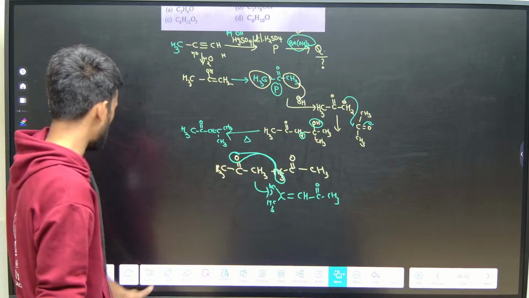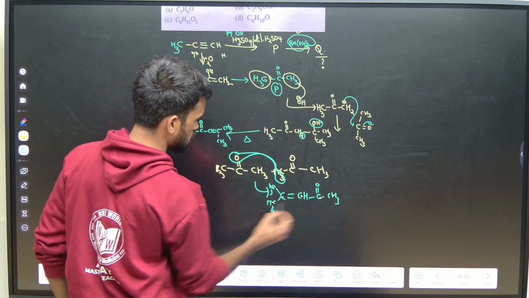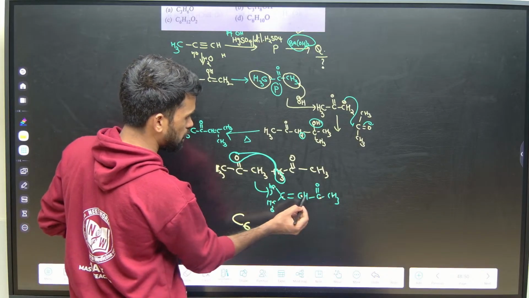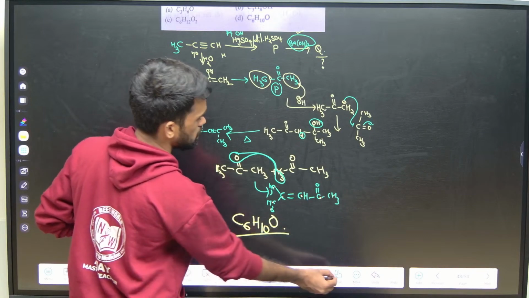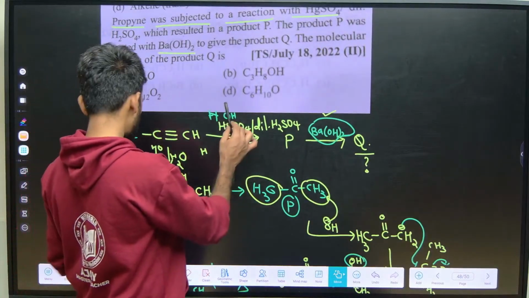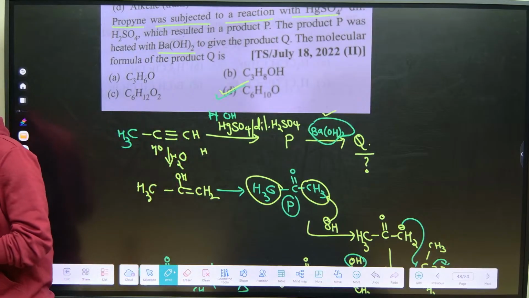Now how many carbons are there in the given product? See, 1 2 3 4 5 6. So 6 carbons are there, hydrogens are 3 plus 3 plus 3 is 9, plus 1 is 10. C6H10O is our answer for the question. So we have here option D as C6H10O, that will be your answer for the question. Okay, right? Is this clear?